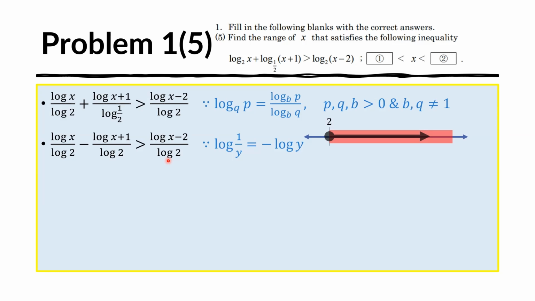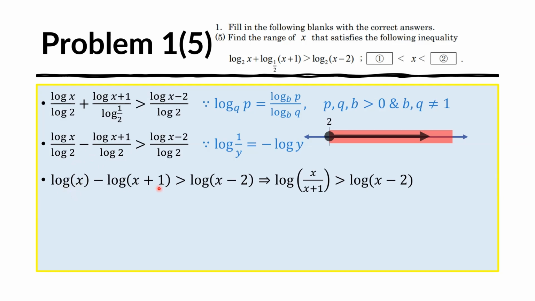If we multiply all sides of the inequality by a positive number, the inequality is preserved. So if it's greater than, it remains greater than. So let's do that so that we get rid of log of 2. Now it becomes like this. We just get rid of log of 2.